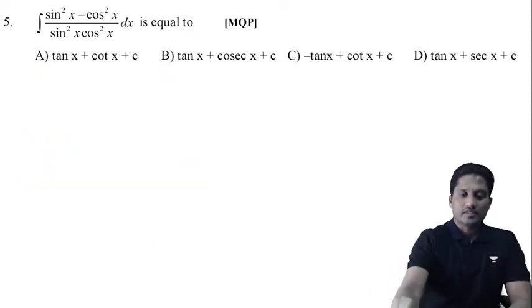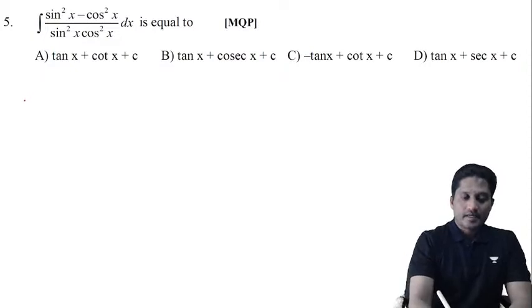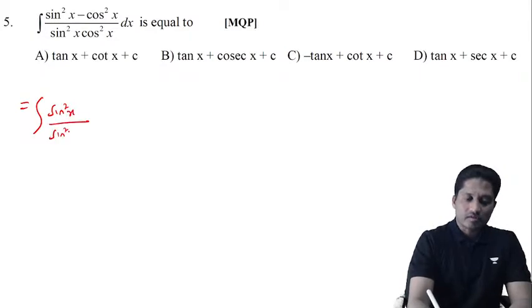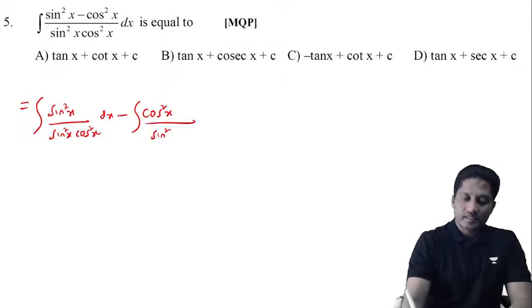Do the same thing for this. Integration of sine square x upon sine square x cos square x minus integration of cos square x divided by sine square x into cos square x.